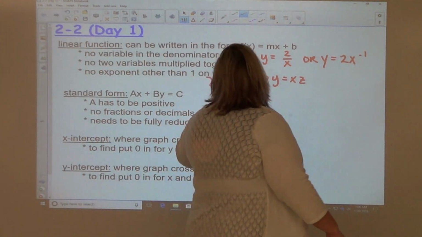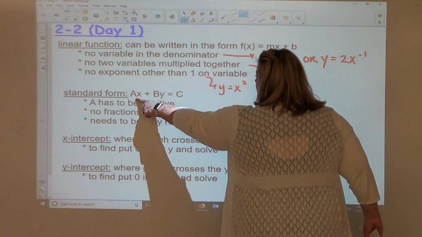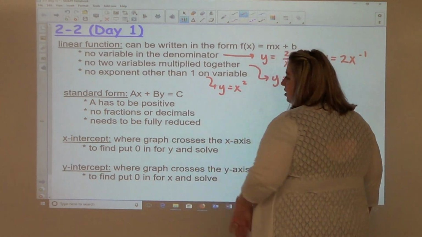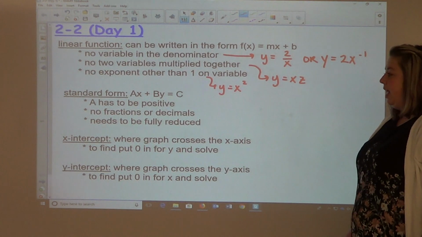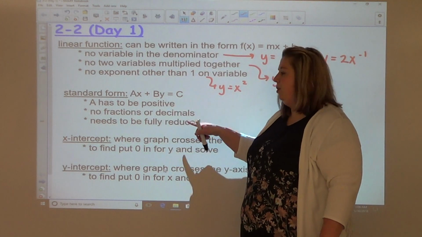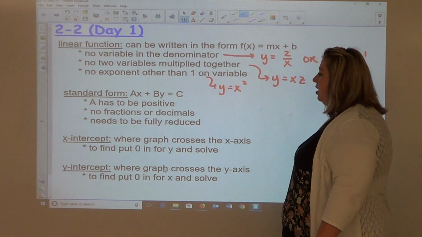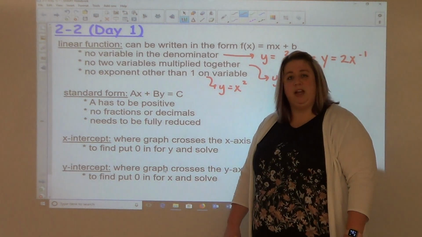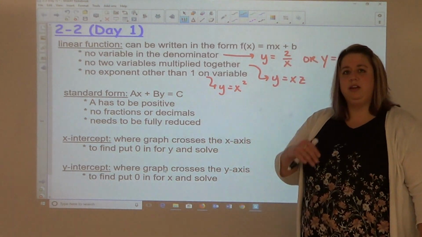Standard form. This is when you get the x's and the y's on the left-hand side, and then equals the number. A, the number in front of x, has to be positive. We have to get rid of all fractions and decimals, and it needs to be fully reduced. So what does that mean? If they're all divisible by 2, you would need to divide them all by 2.